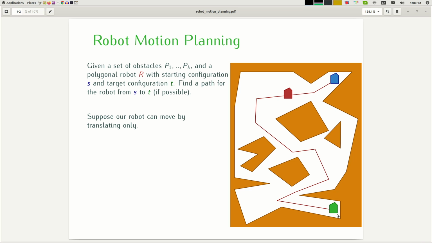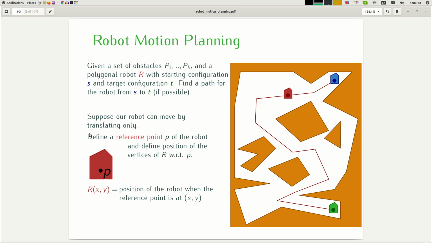And we would like to find if it's possible for the robot to travel from, let's say, a starting position to an end position without essentially going through the obstacles. In other words, we obviously assume that the robot cannot go through the obstacles. But to simplify things, we only consider that the robot can only move by translation. In other words, it cannot rotate.